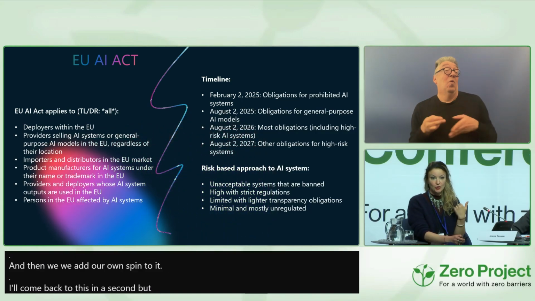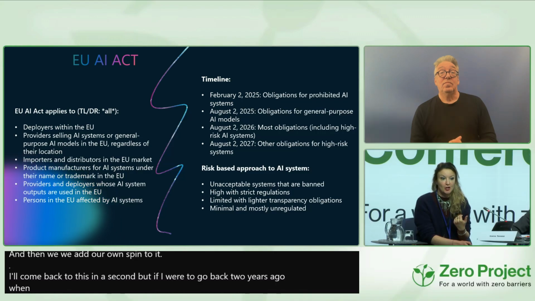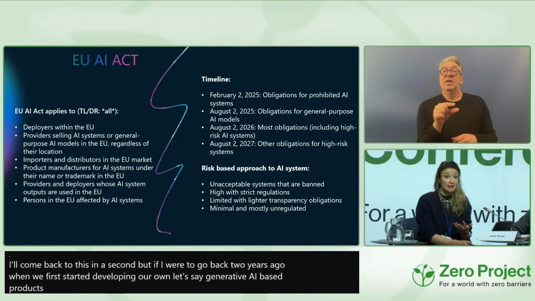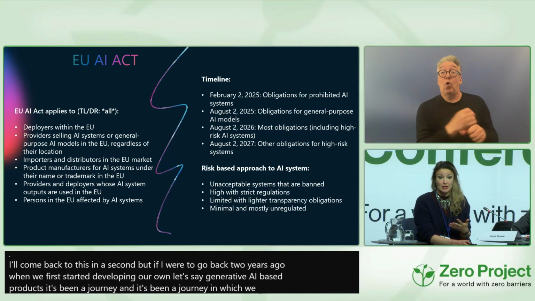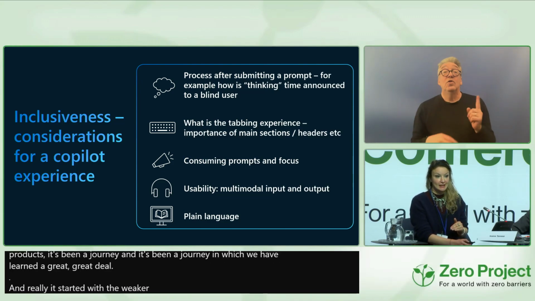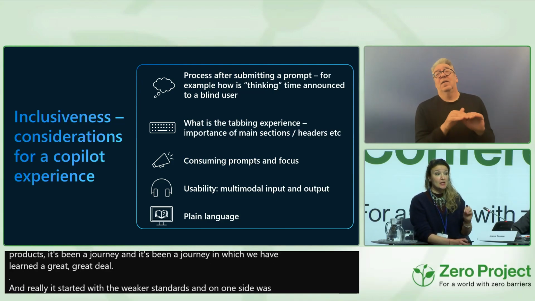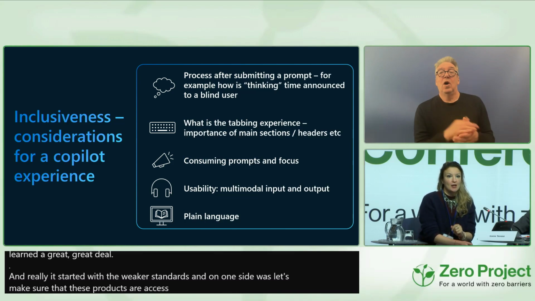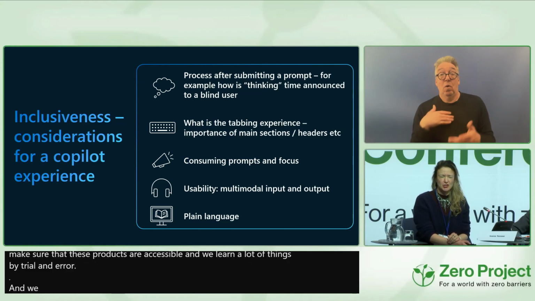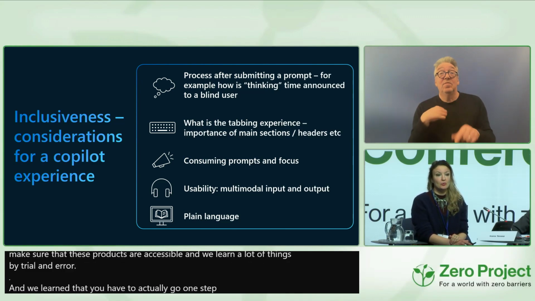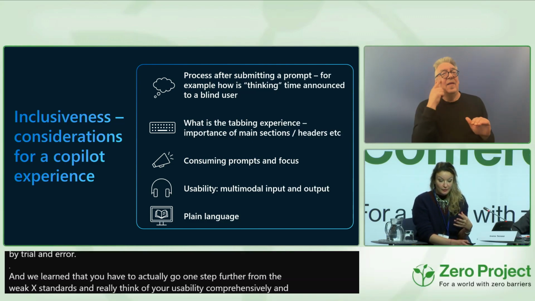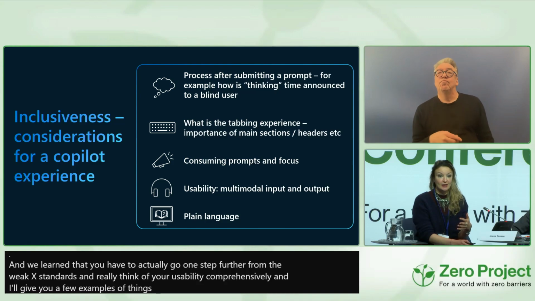But if I go back 2 years, when we first started developing our own generative AI-based products, it's been a journey in which we have learned a great, great deal. And really it started with the WCAG standards. On one side was, let's make sure that these products are accessible. And we learned a lot of things by trial and error. We learned that you have to go one step further than the WCAG standards and really think of your usability comprehensively. I'll give you a few examples of things that we've done and failed at, and learned from and improved.